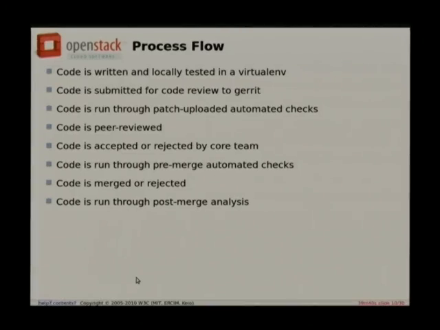So basically, the process flow for developers is that you write some code, you test it locally, you submit it to Gerrit. Zuul causes tests to run in Jenkins on the code that you just uploaded to Gerrit immediately. So you have feedback as fast as we can get it to you as to whether it passes all the automated tests. Then it goes through peer review.